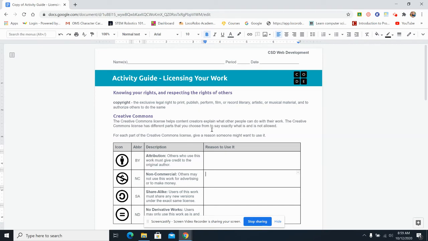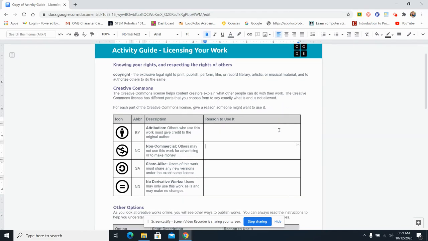The Creative Commons license helps content creators explain what other people can do with their work. The Creative Commons license has different parts that you choose from to say exactly what is and is not allowed. For each part of the Creative Commons license, give a reason someone might want to use it. So you learn about attribution. Others who use this work must give credit to the original author. Why would someone use that? Non-commercial. If you need to go watch the video again, that's just fine. Non-commercial. Others may use this work for advertising or to make money. Why would someone use that?